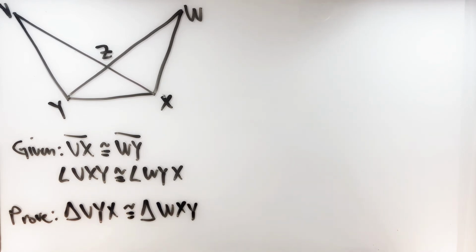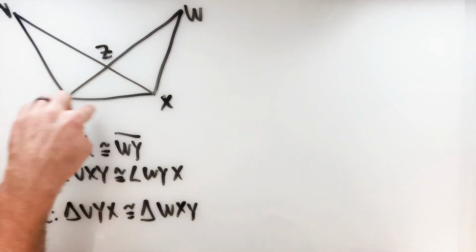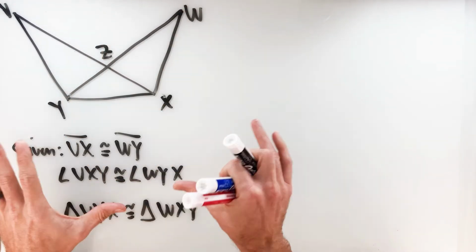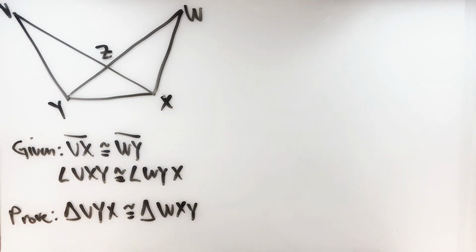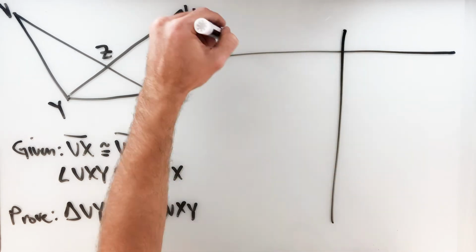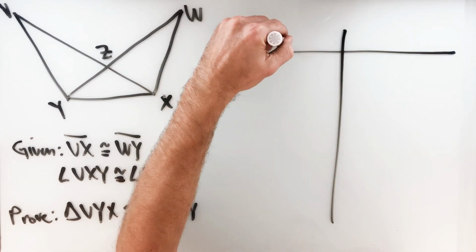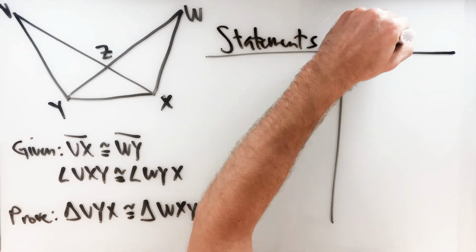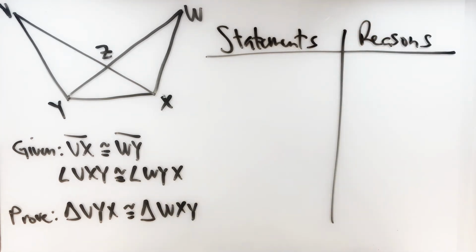So let's look and see what two triangles we're talking about. Vyx, so we're talking about this triangle right here, and then Wxy, this triangle right here, and they kind of overlap and meet up in the middle on top of one another. Okay, so that's what we got. Statements, reasons.